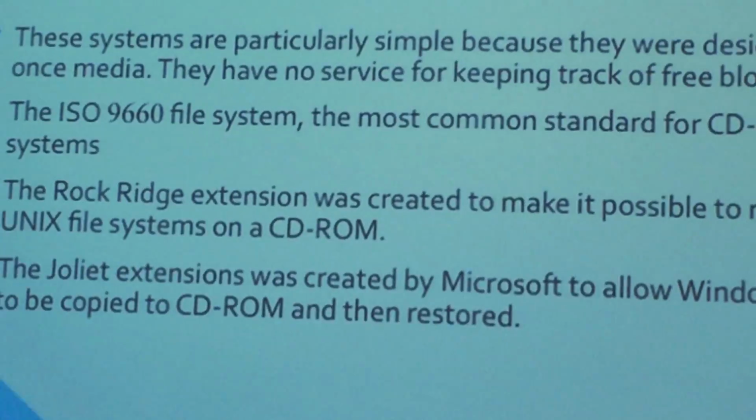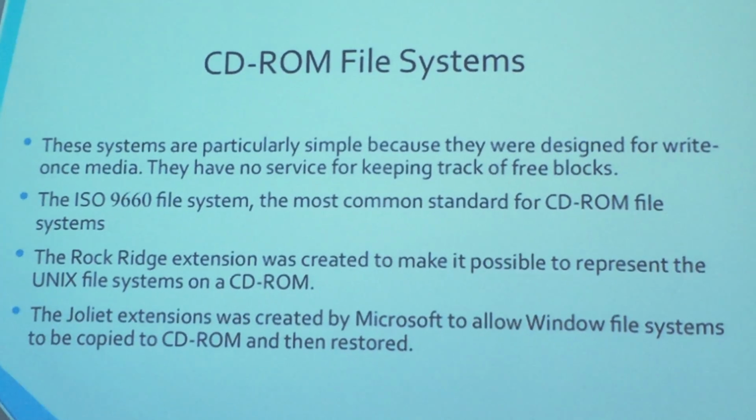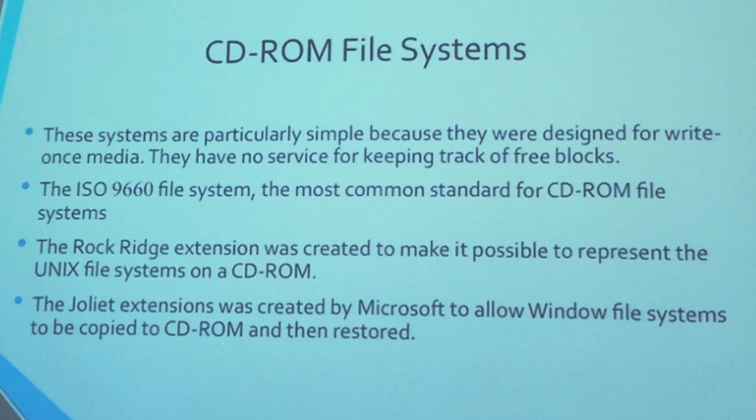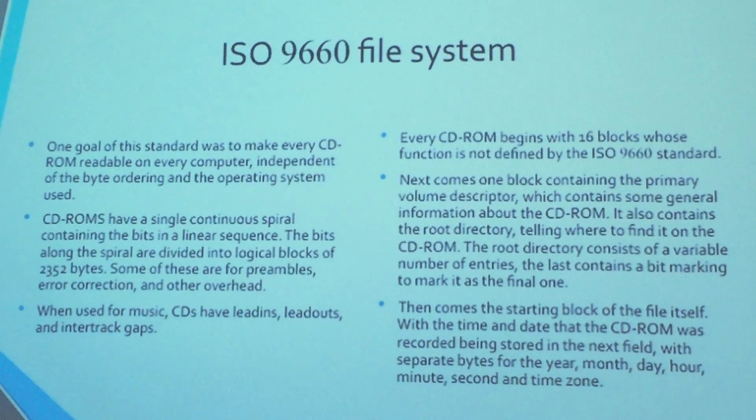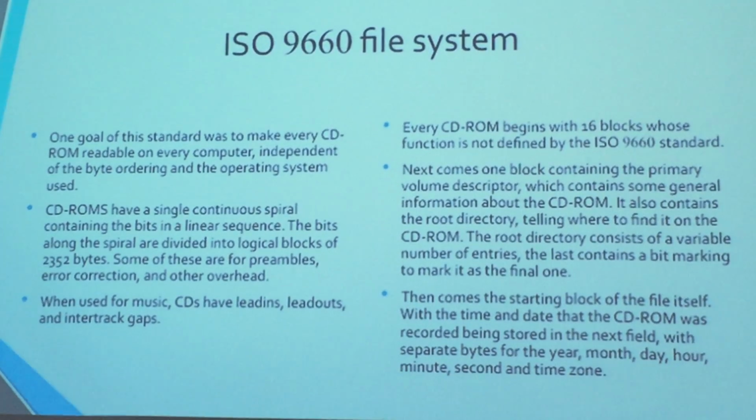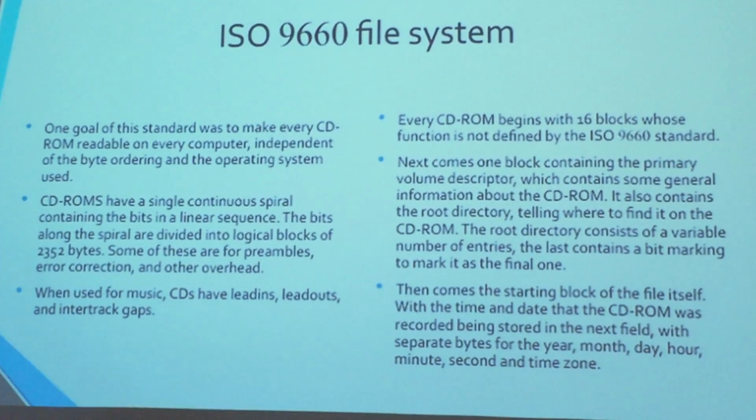The ISO 9660 file system is the most common standard, and then you have the Rock Ridge extension, which is used for Unix file systems, and then the Joliet extension, which was created by Microsoft for their Windows file system. Now with the ISO 9660 file system, the goal was to make it standard for every single disk so that it could be readable on every computer.